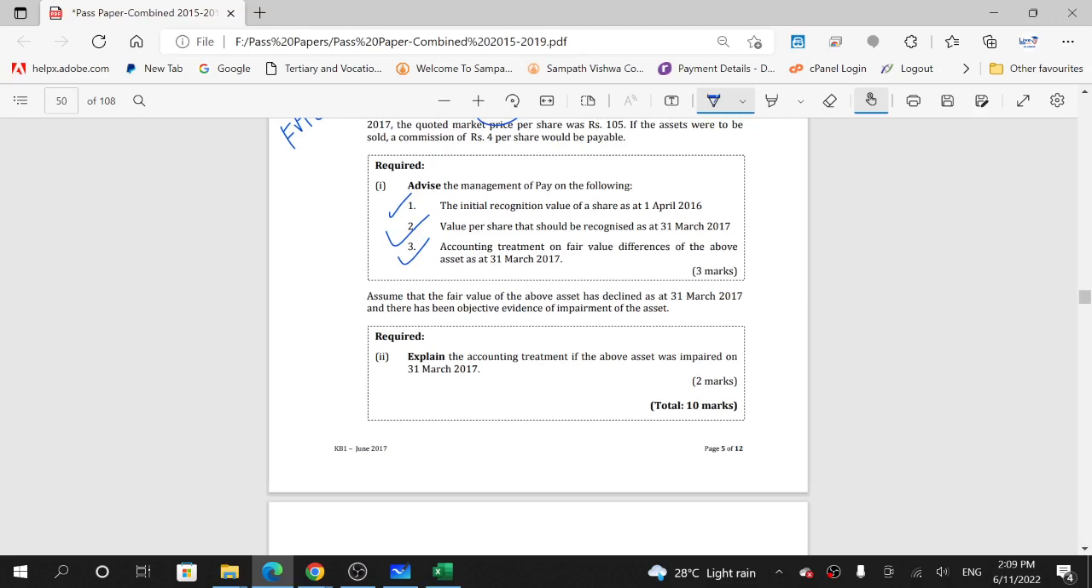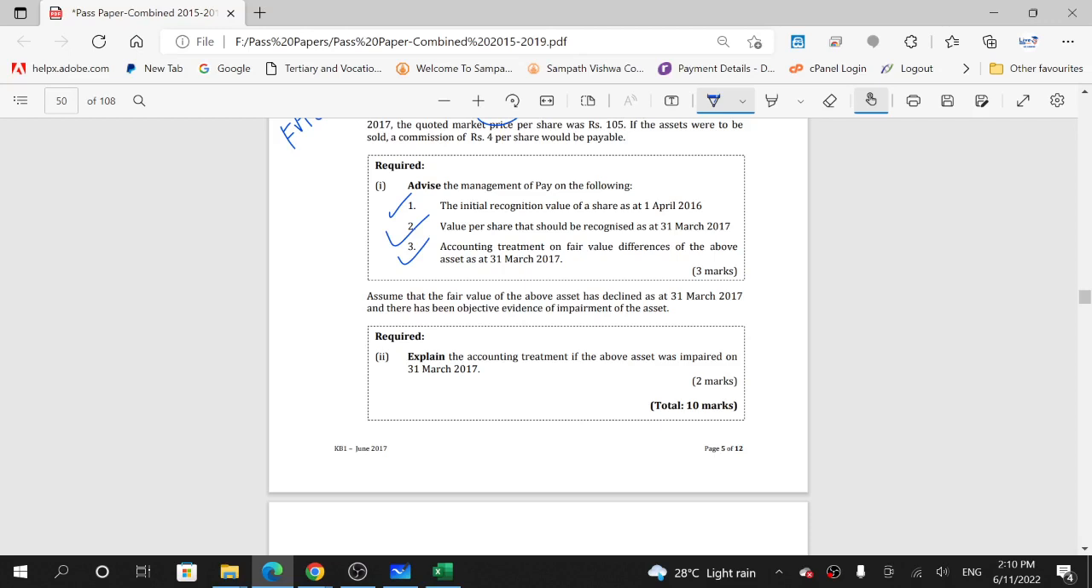Assume that the fair value of the above asset has declined as at 31st March 2017 and there has been objective evidence of impairment of the asset. Explain the accounting treatment if the asset was impaired on 31st March 2017. What should you do? We learned this. Now what happened? There was the impairment. We discussed this, right? When it comes to impairment, how should we recognize it in relation to fair value through OCI financial instruments?